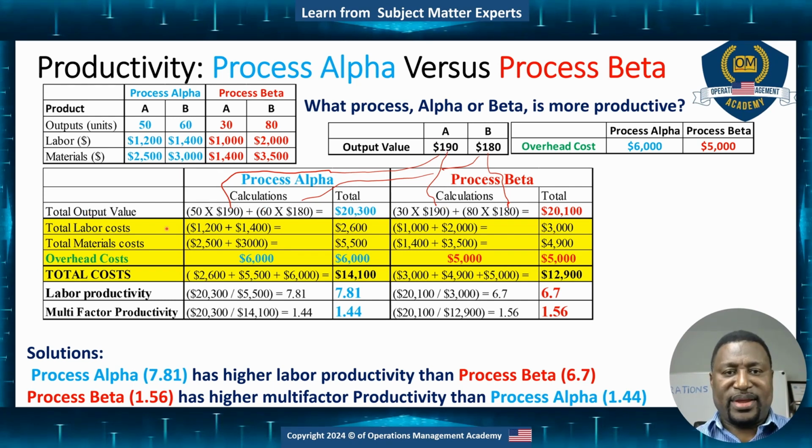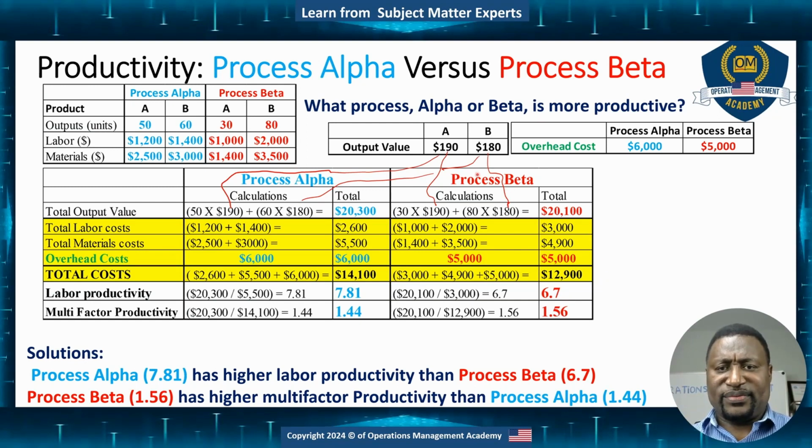So we can calculate the output for process alpha. The total value of the output for process alpha is 20,300, and the total value of the output for process beta is 20,100. So we also calculate the labor. Everything in a yellow color here is about the cost.